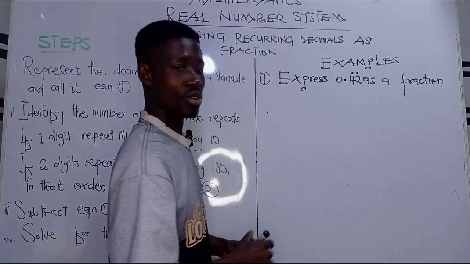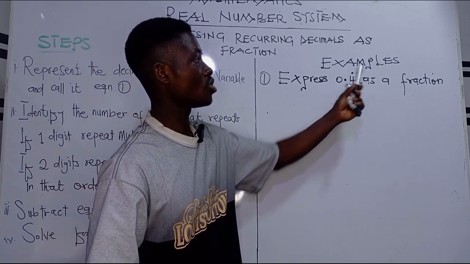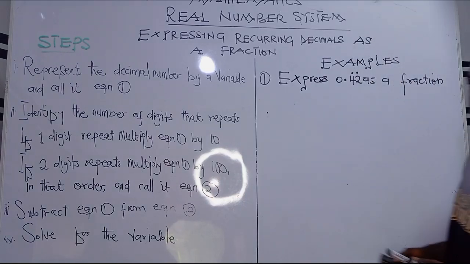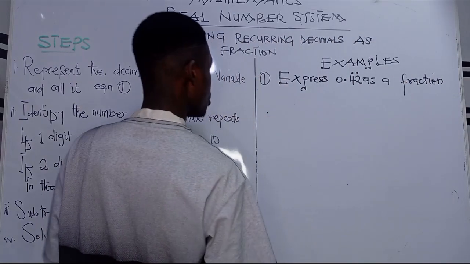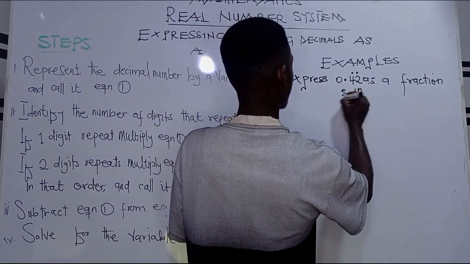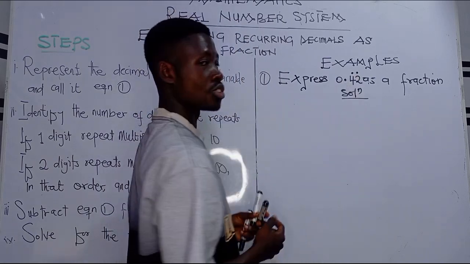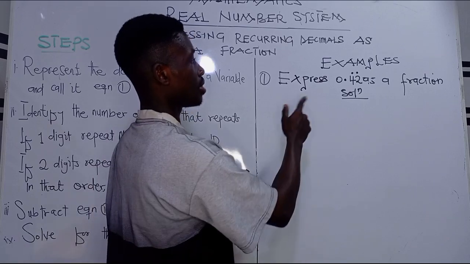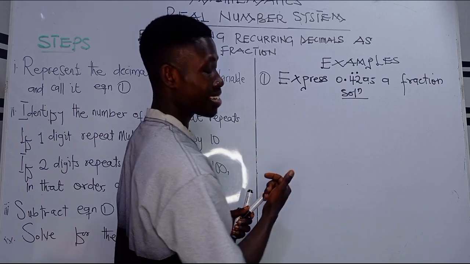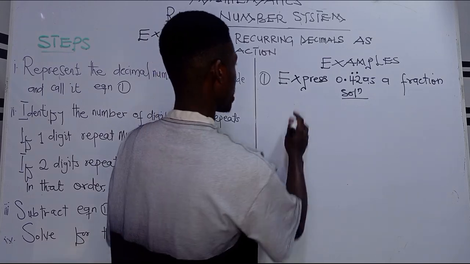So this is your example. Pause the video, you try your hands on it. You have to express 0.42 dot dot as a fraction. So let's solve it together. So we have 0.42 dot dot. This tells us that the number there is recurring or repeating, and the number that is recurring or repeating is 42.